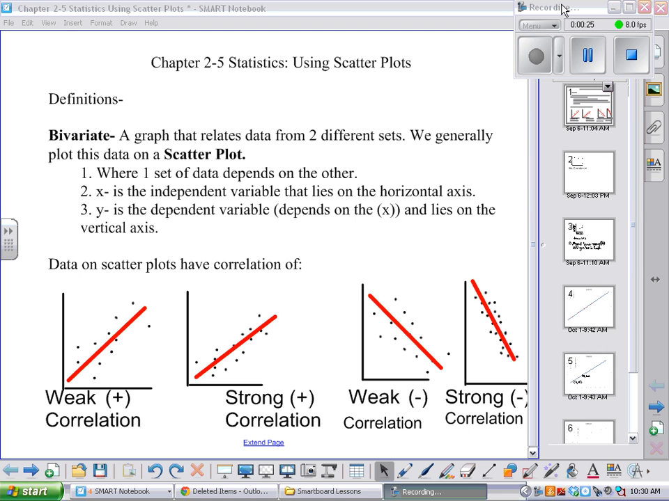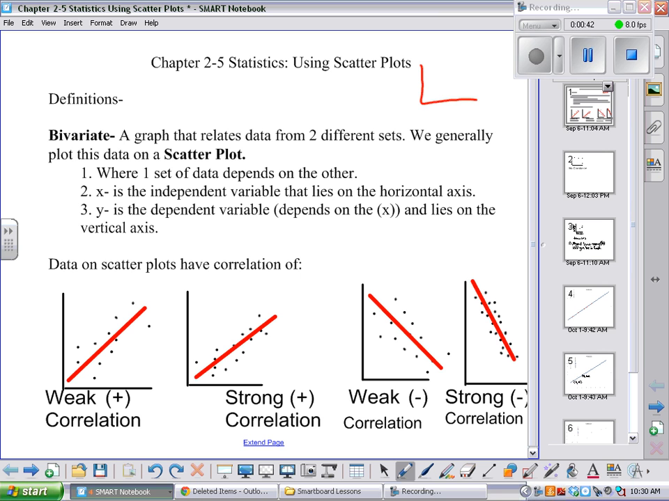First thing is the idea of bivariate data. It relates two separate pieces of data. So you could say eye color on the X and height on the Y. The point of scatter plots and bivariate data is to see if there's a relationship between two pieces of data. Is there a pattern that we can identify? Does one set of data depend on the other?